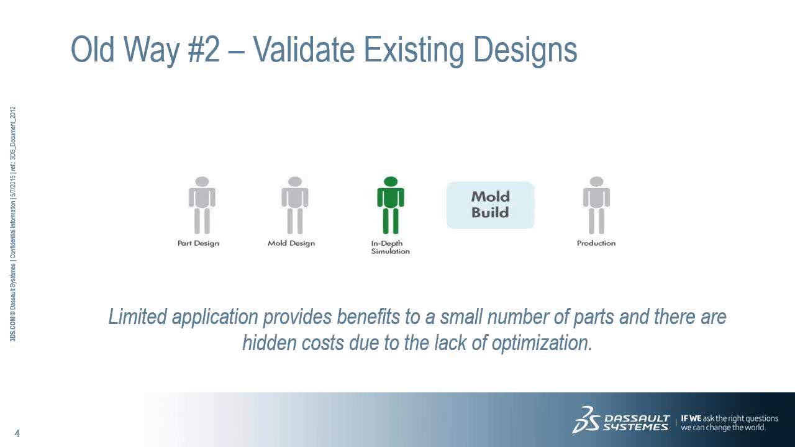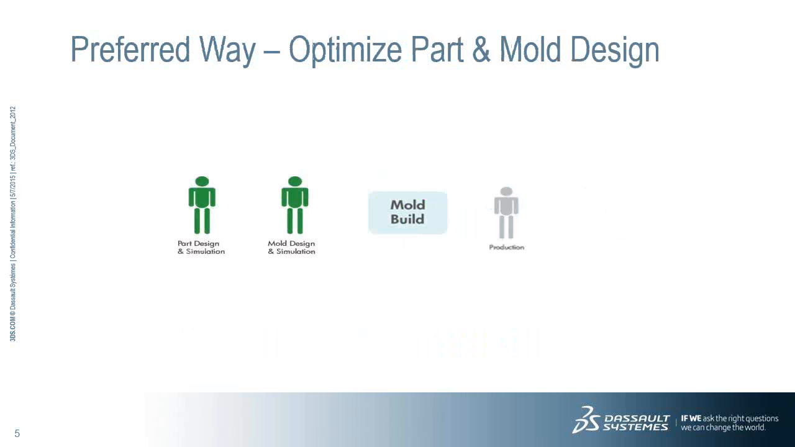So limited application provides benefits to a small number of parts, and there are hidden costs due to the lack of optimization. There are a lot of hidden costs applicable, which we may come to know only when we see the balance sheet. And then the preferred way. Now we have seen the problems. The preferred way is to optimize part design and simulation, mold design and simulation, mold build, production.